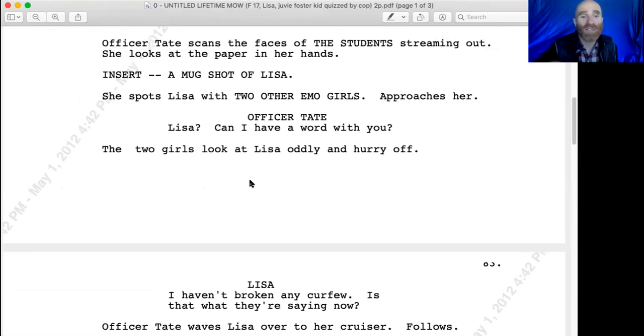So if we're looking at Lisa: I haven't broken any curfew. Is that what they're saying now? Officer Tate waves Lisa over to her cruiser, follows. So we've got that moment before for both characters. We can come back and look at this line, but if we're just looking at Officer Tate right now, Lisa, can I have a word with you? That's the line.